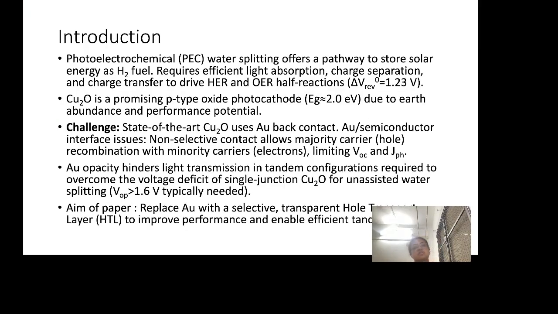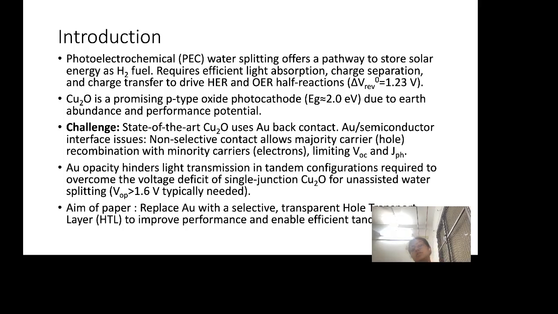So, the first introduction is that photoelectrochemical (PEC) water splitting is basically a pathway to store solar energy as hydrogen fuel, and essentially, you need a potential to drive the hydrogen evolution reaction and oxygen evolution half reactions, which is usually at equilibrium at 1.23 volt.